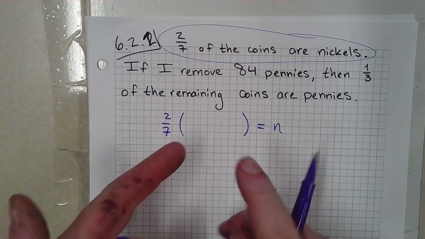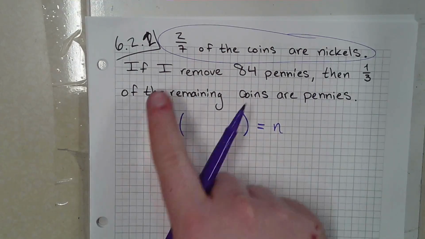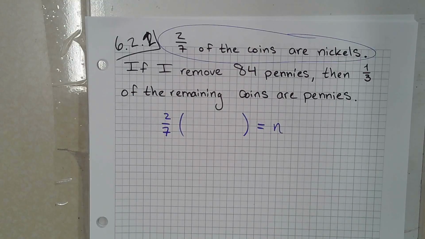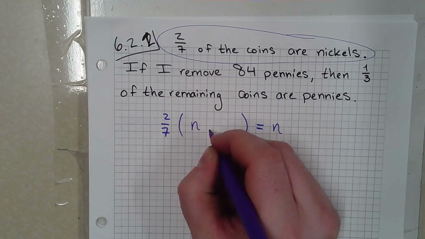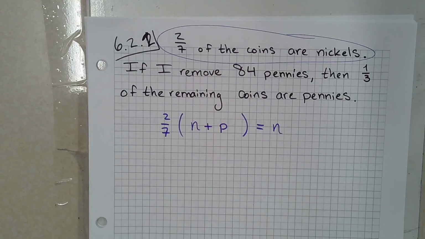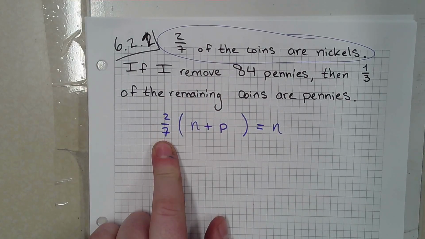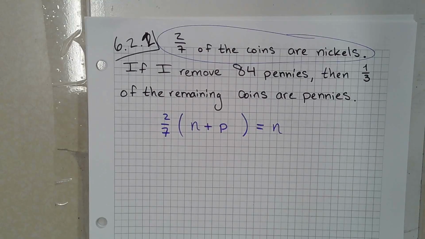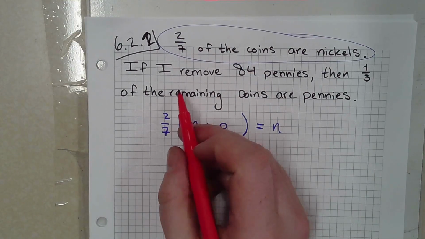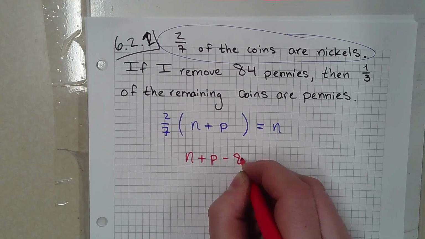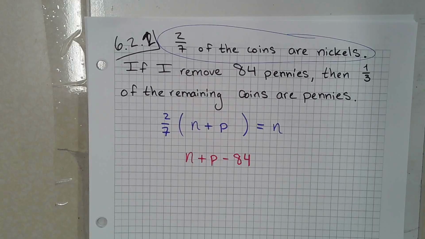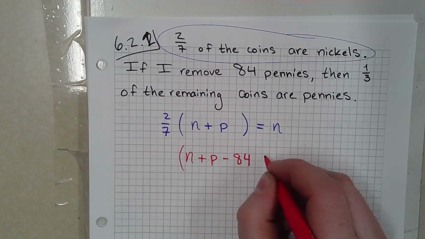Well, the question is, how do I represent the total number of coins? They didn't tell me how many coins I have. But I do know that it's just nickels and pennies, right? That's what I was saying earlier. So the number of nickels plus the number of pennies will be the total. And 2/7 of that total will be nickels. Now, for this part, if I remove 84 pennies, well, we had our total. We removed 84 pennies. This is our new total.